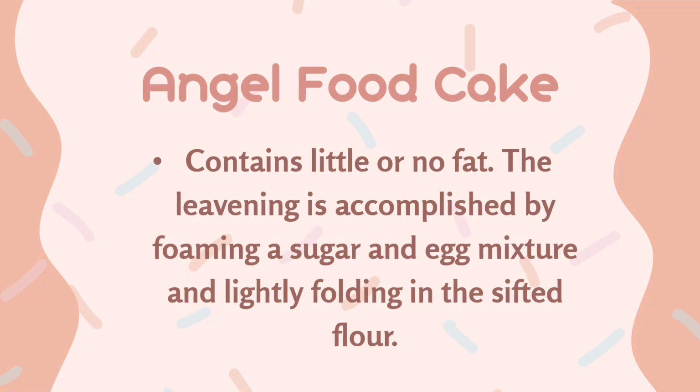Next is angel food cake. It contains little or no fat. The leavening is accomplished by foaming a sugar and egg mixture and lightly folding in the sifted flour. So, angel food cake is a light and fluffy cake made with whipped egg whites, sugar, and flour. It is known for its airy texture and lack of butter or egg yolks. The cake is often baked in a tube pan and has a sweet, slightly spongy consistency.